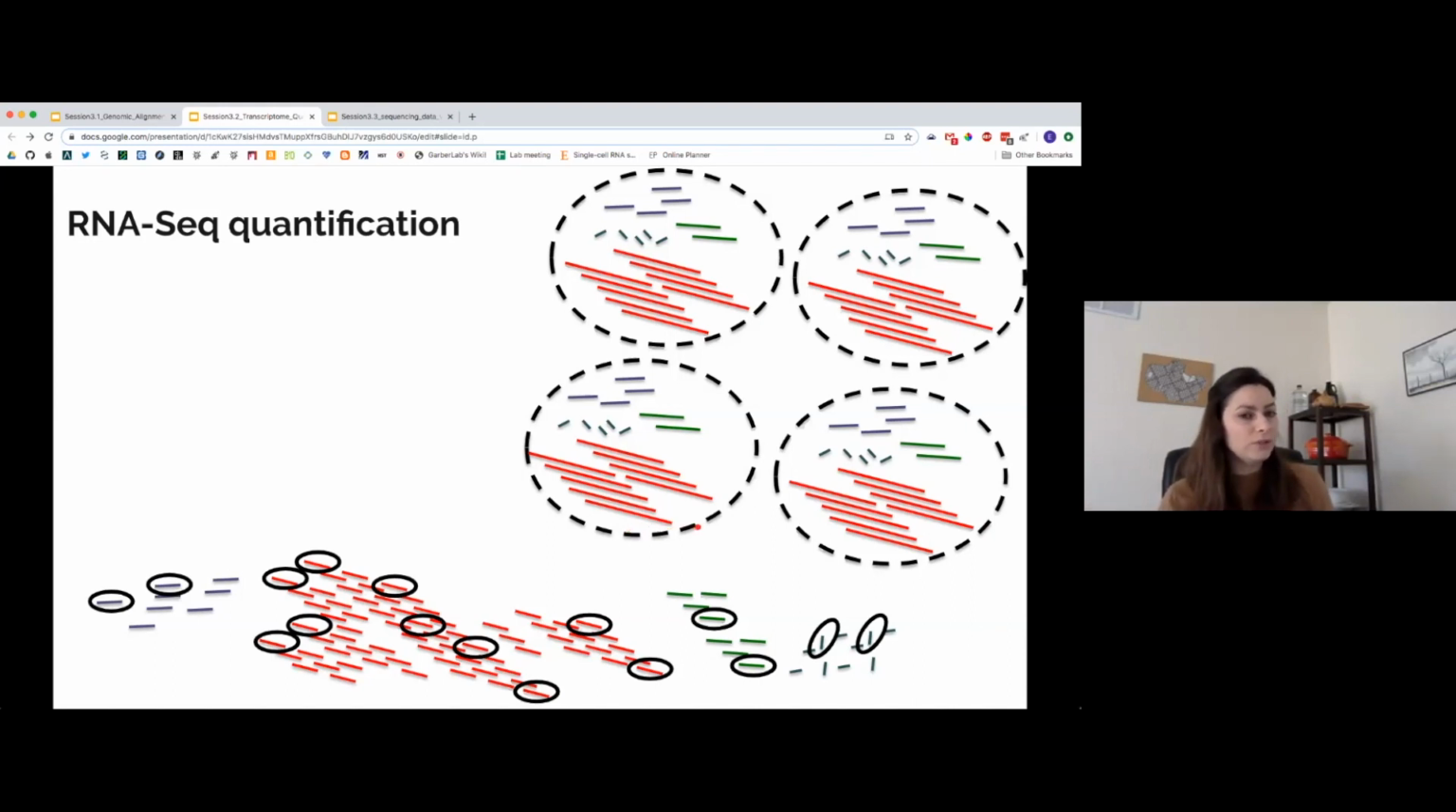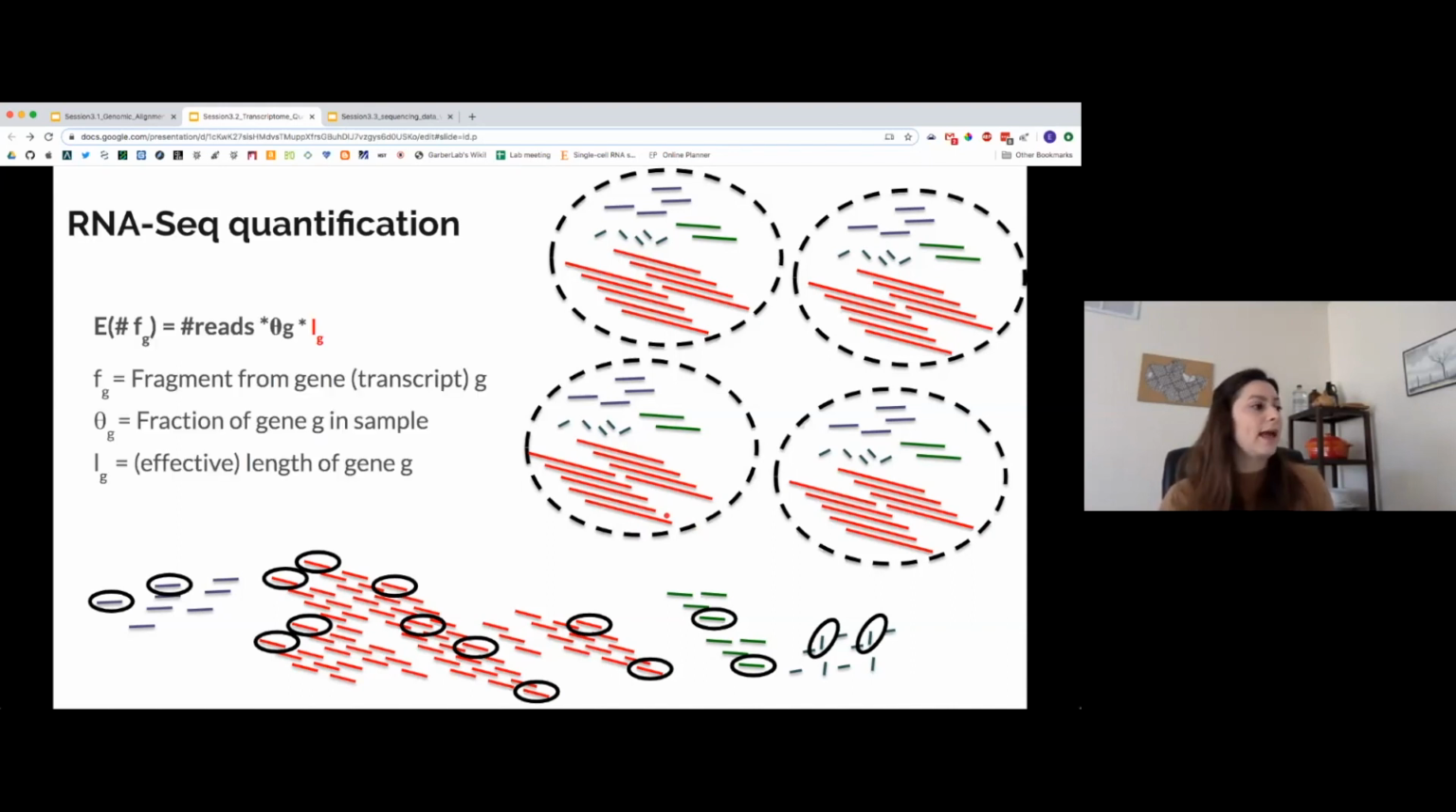So what do we want to find with the quantification? We want to find the actual expected relative abundance of a transcript. So what is the expected number of transcripts for a given fragment or a given gene?